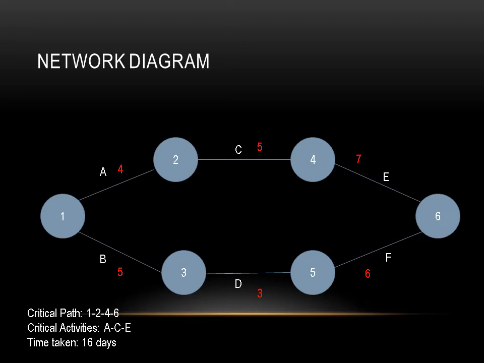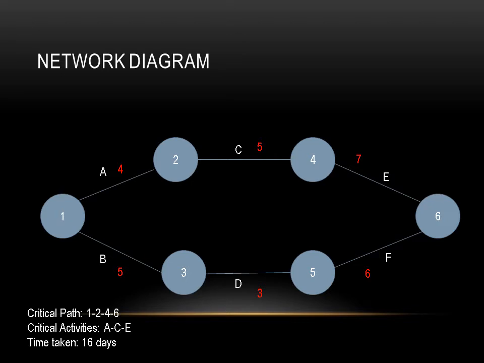It would be 16 days. 16 days is the answer, because without completing the activities associated in the path 1, 2, 4, 6, we cannot complete the entire project. We cannot complete the entire project without completing 1, 2, 4 and 6. 1, 2, 4 and 6 would be completed in 16 days. And we cannot finish the project keeping that 1, 2, 4 and 6 half done.